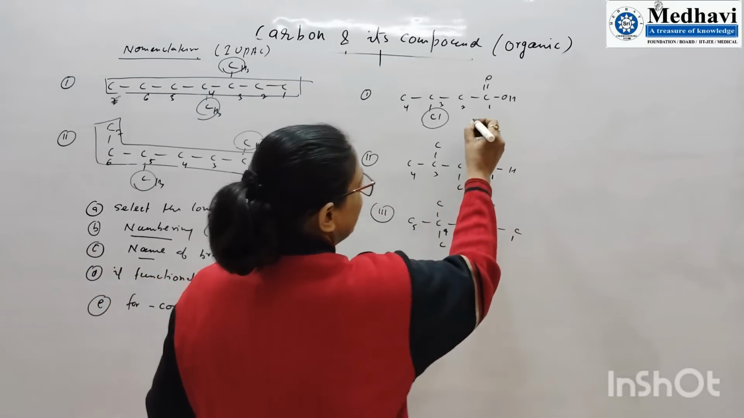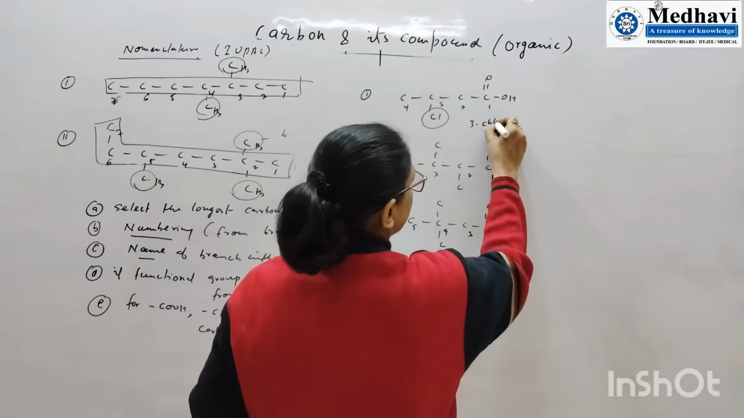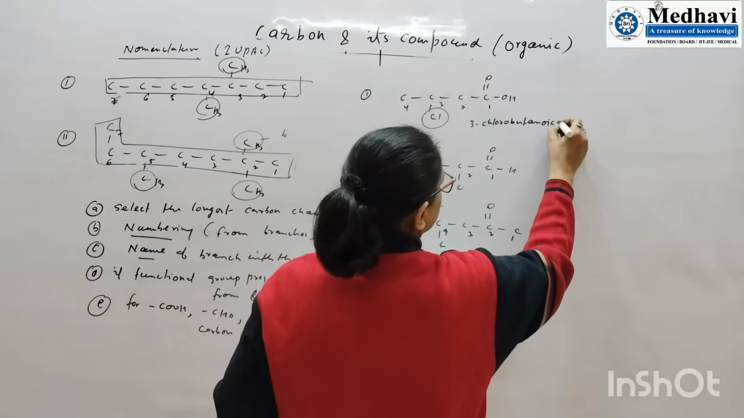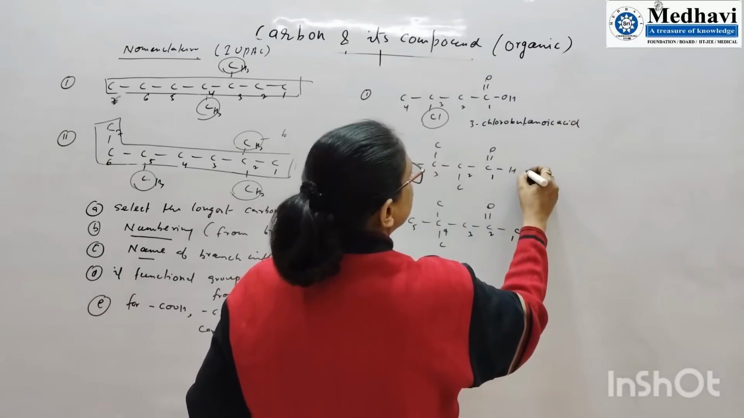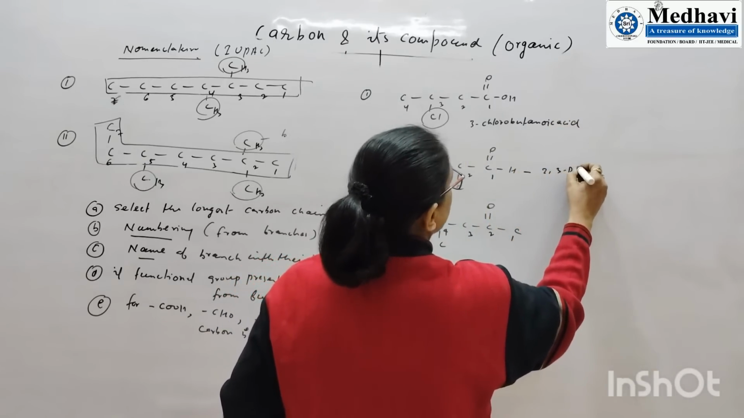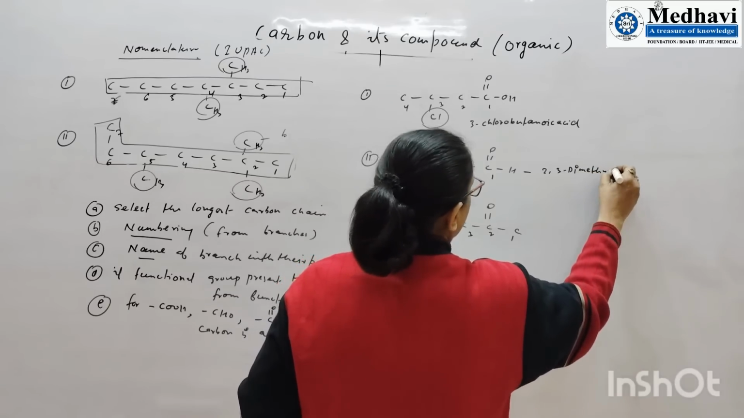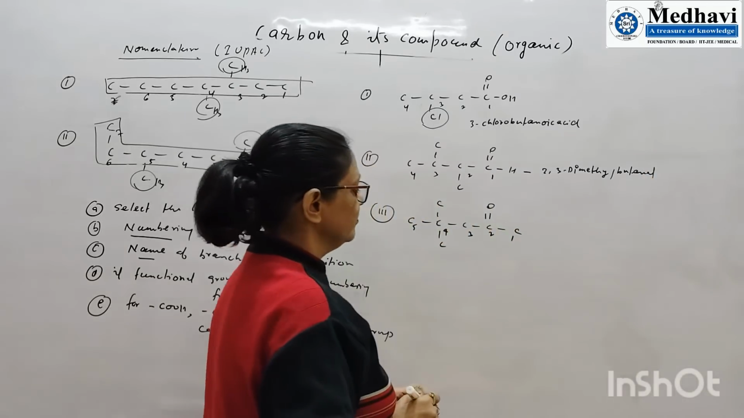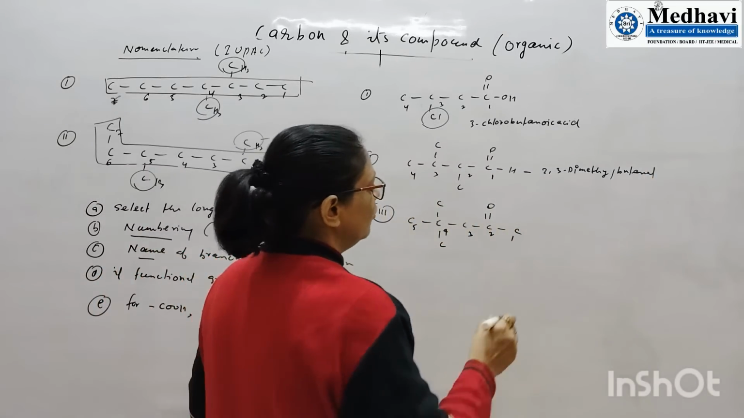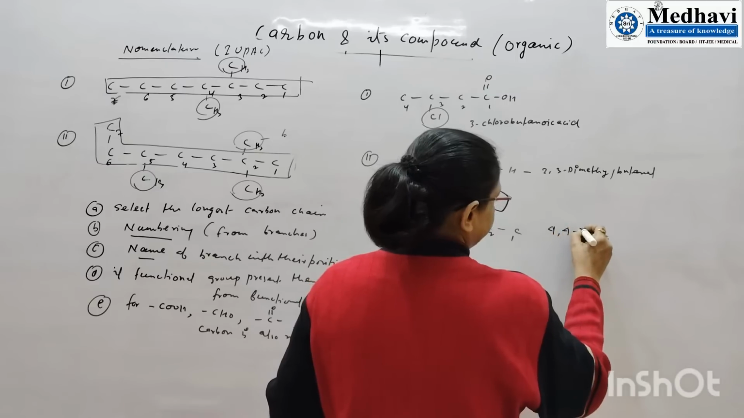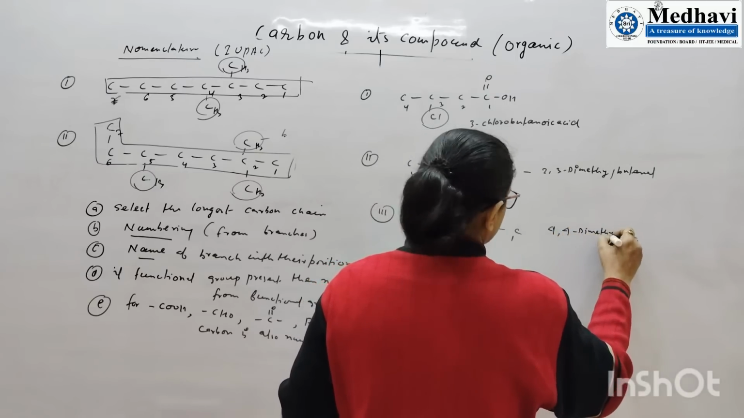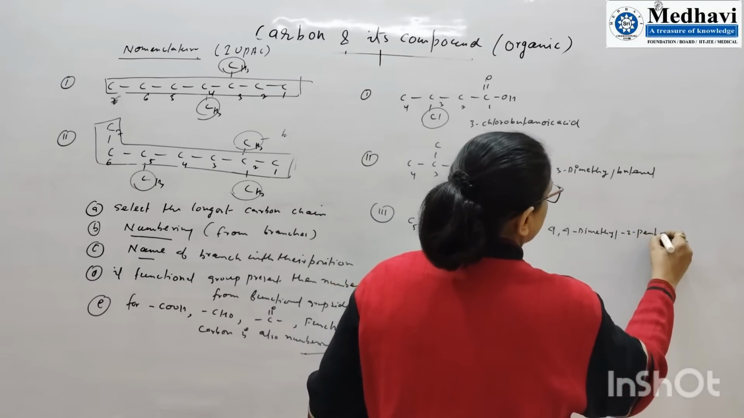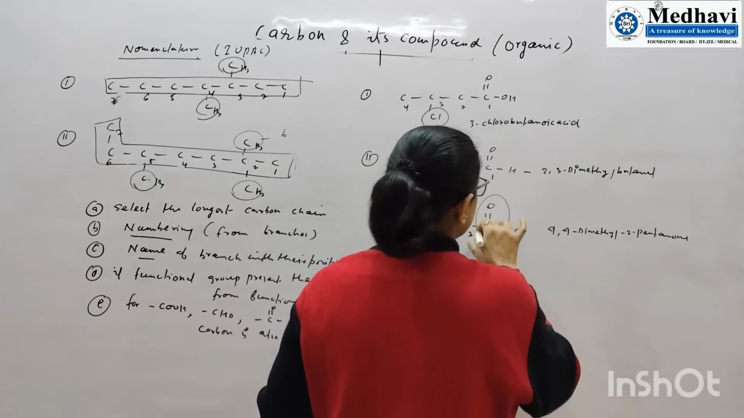So here it will be 3-chlorobutanoic acid. Here 2,3-dimethyl, and 4 carbons are there, so butanol. Here 4,4-dimethyl, and then 2-pentanone. You have to mention the position of the ketonic group.